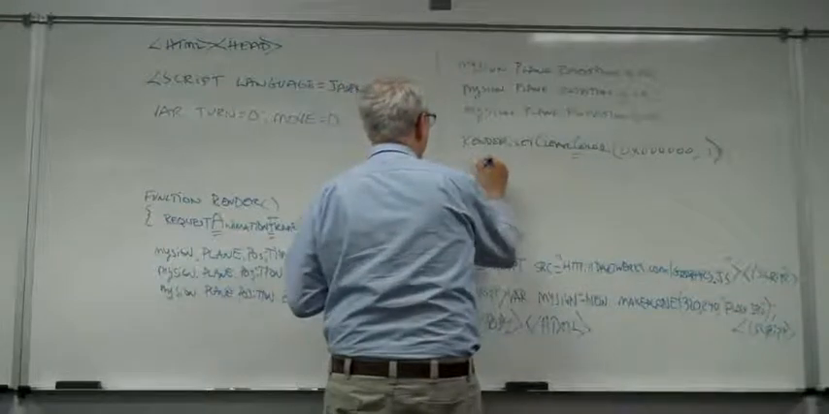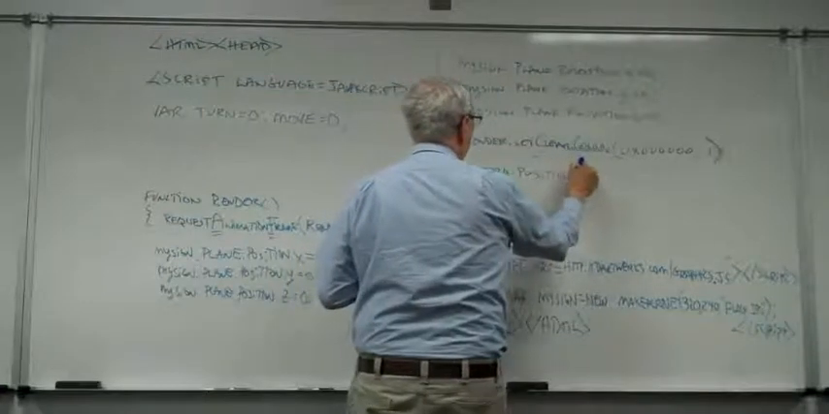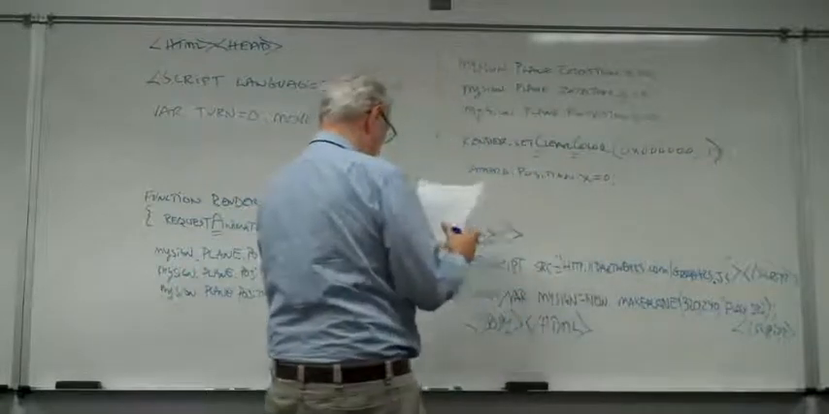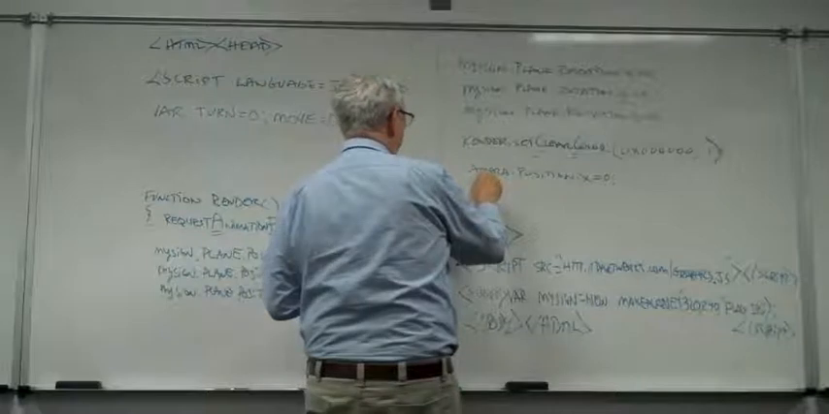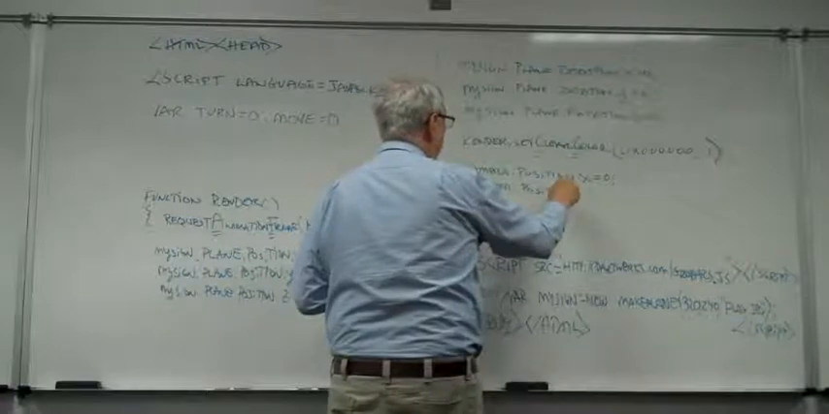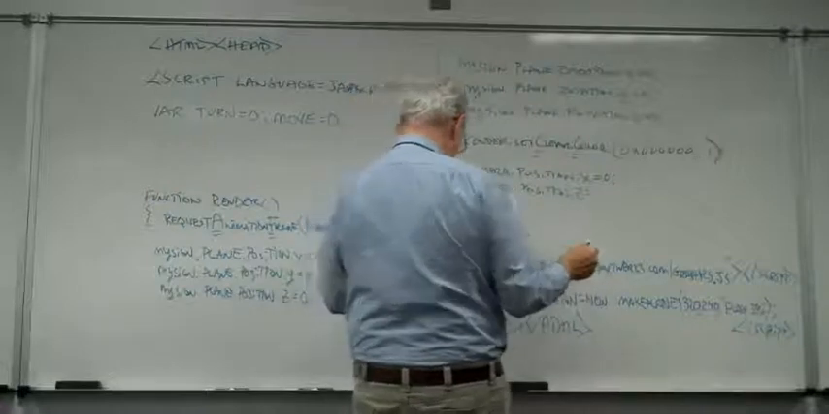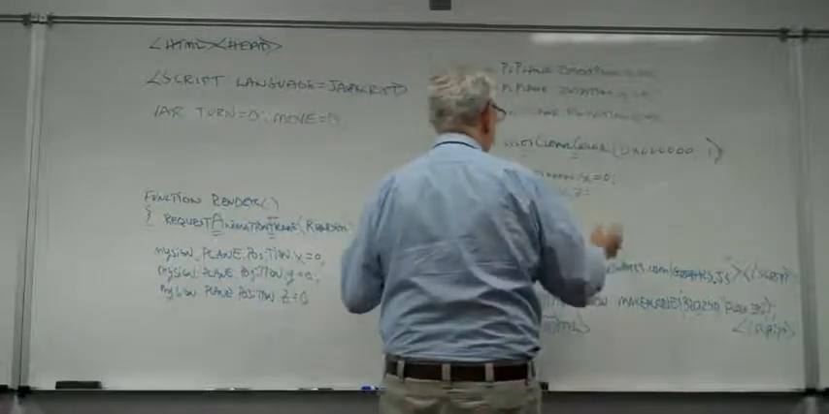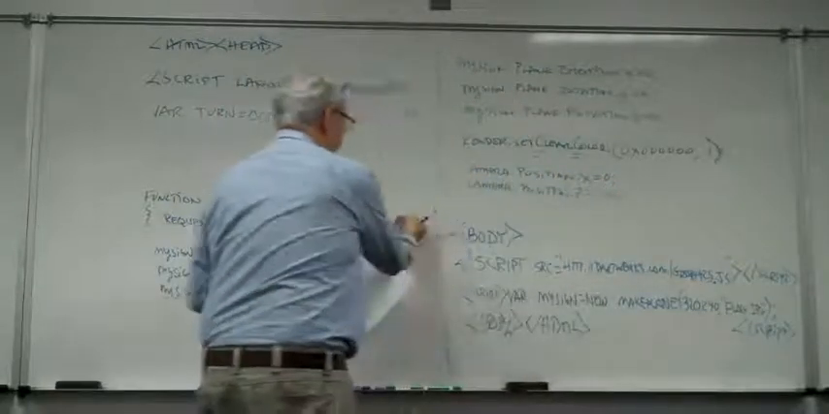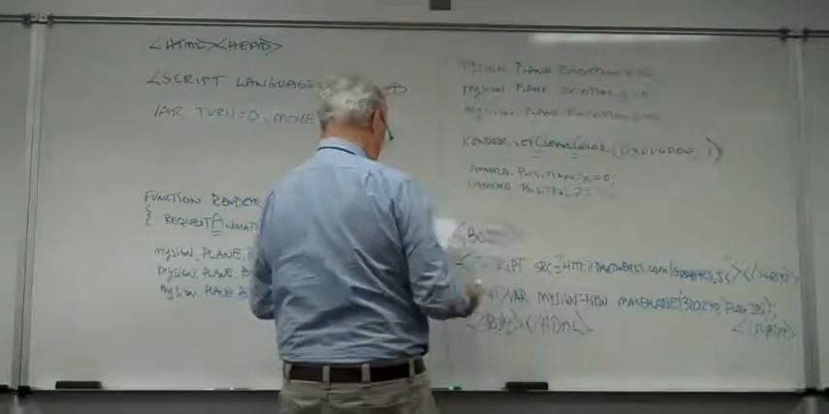Camera dot position dot x equals 0. We started off not putting it in any particular position, and camera position z, I gave it like 300 or something. I'll give it 300. That means the camera is 300 units away from the origin in the z direction, which is where we are. We're the camera.